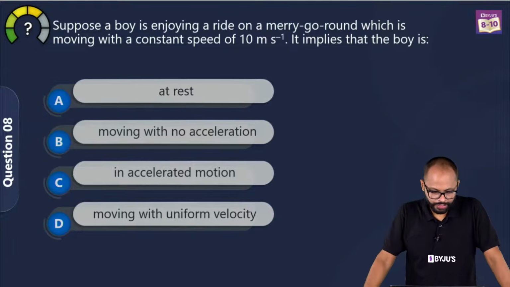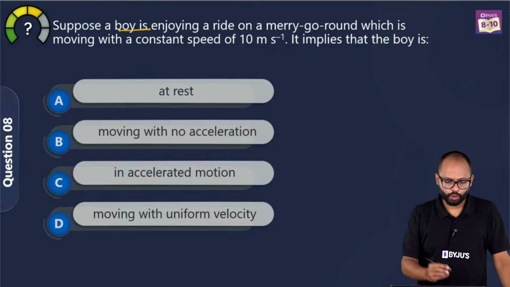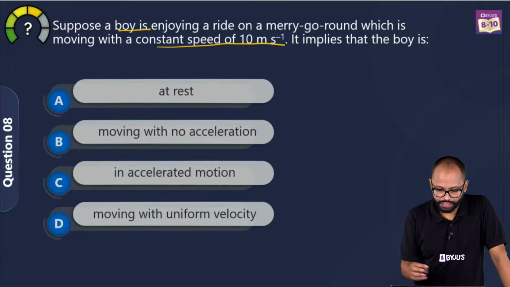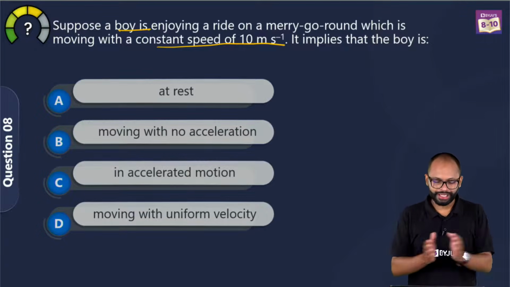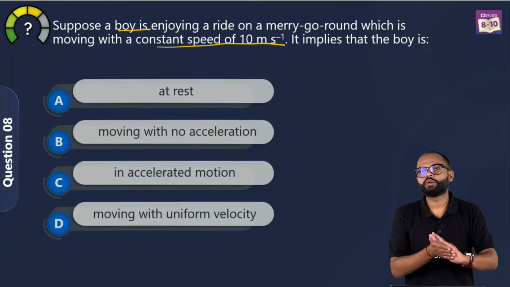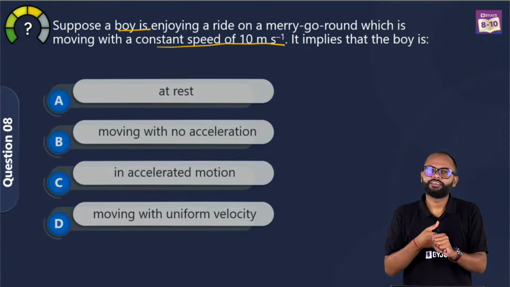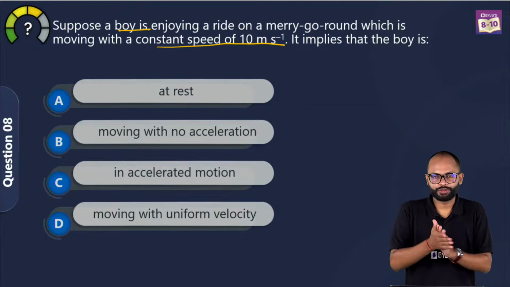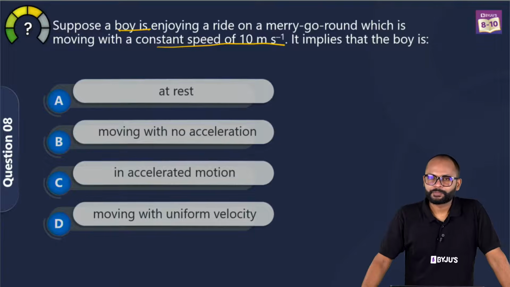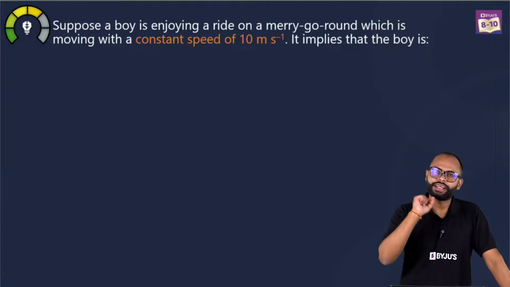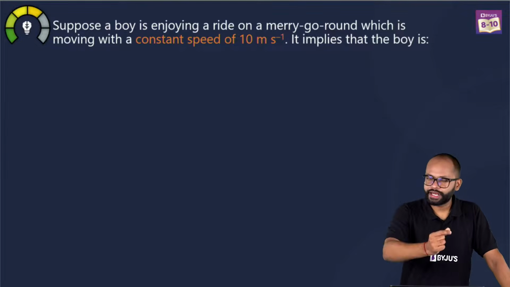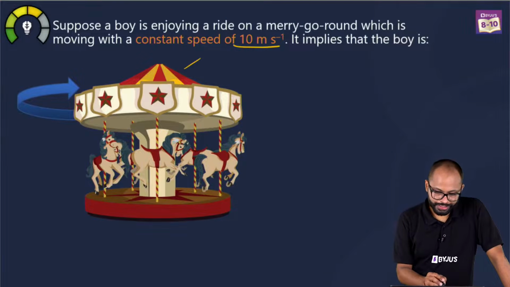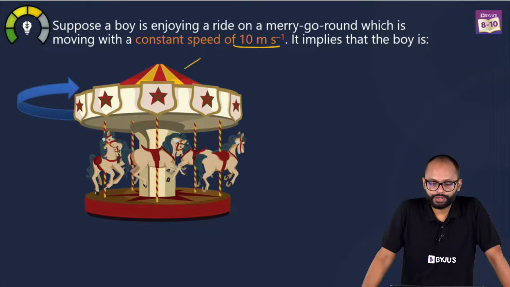Don't worry. Suppose a boy is enjoying a ride on a merry-go-round which is moving with a constant speed of 10 meters per second. It implies that the boy is on a merry-go-round. What is a merry-go-round? We all like to go on merry-go-rounds, right? I was personally scared of going on merry-go-rounds, but still. A merry-go-round goes in circles, which means with a constant speed of 10 meters per second.